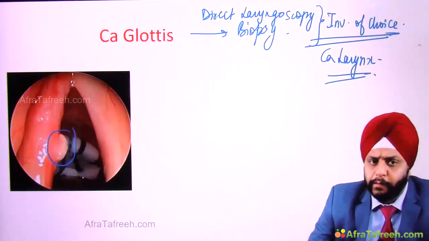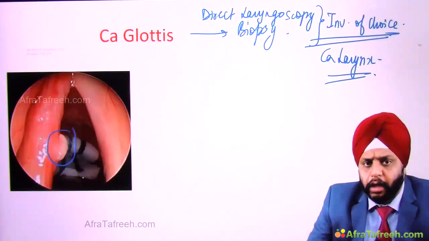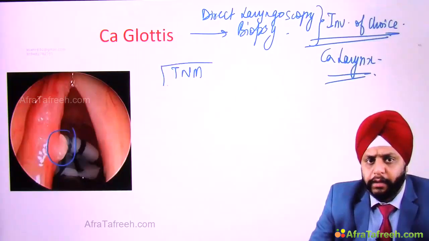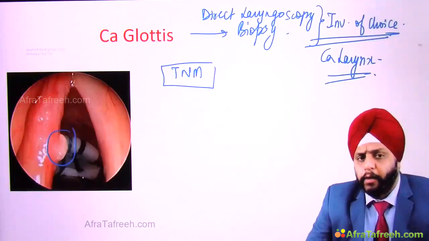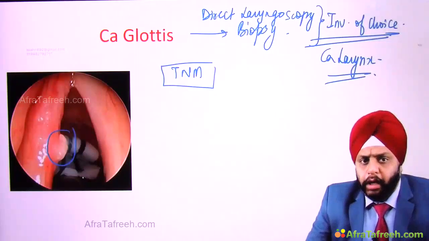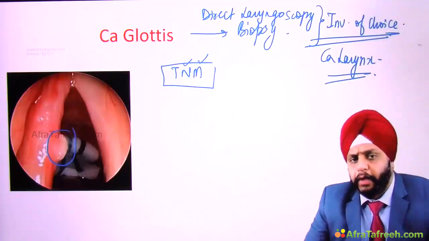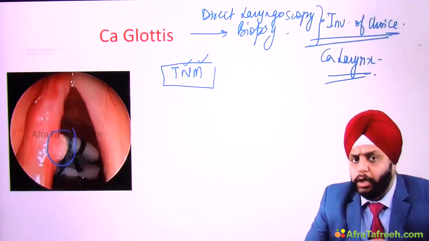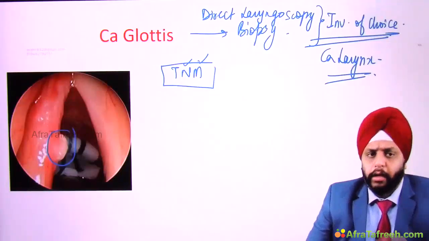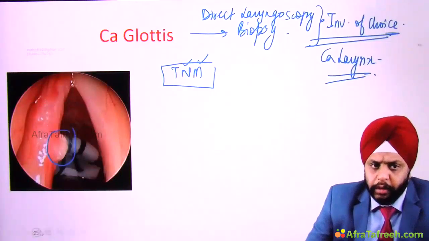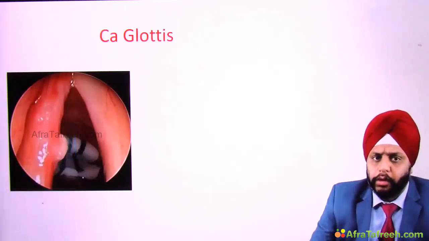Okay, how will you stage this malignancy? So the staging is the TNM staging once again. Right? N and M are common, and I've already taught you N and M are common for all the endemic malignancies except CA nasopharynx. So in the nasopharynx topic, I have already taught you N and M. Right? Let's do the T staging. So let's do the T staging for CA glottis.